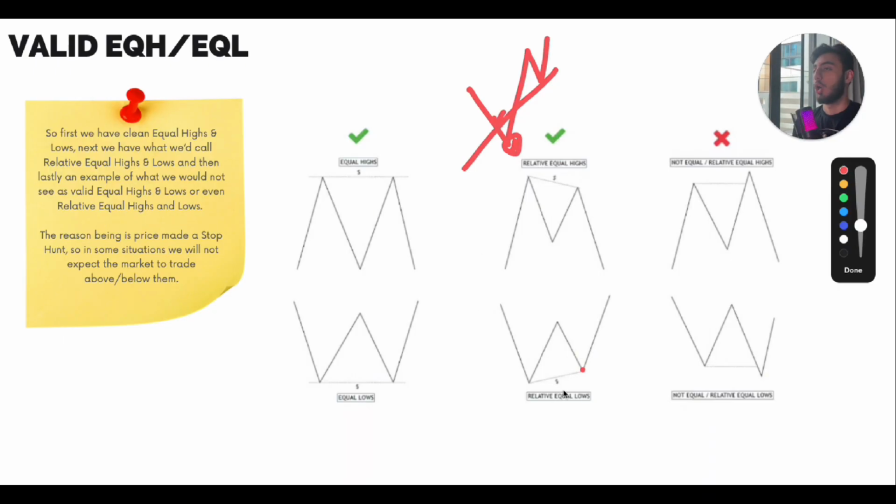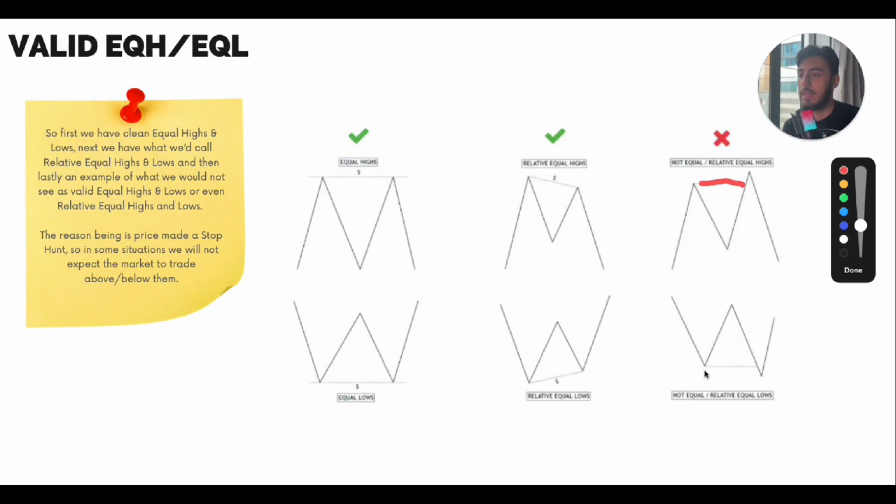So for that reason, this is still a valid equal high, so we call this a relative equal high or equal low. But in the third type, if the first mitigation in the equal high is lower than the second mitigation in the equal high, this is not an equal high. This is the stop hunt. This is not an equal high. This is a stop hunt. See, just buy-side and sell-side liquidity taken up here.